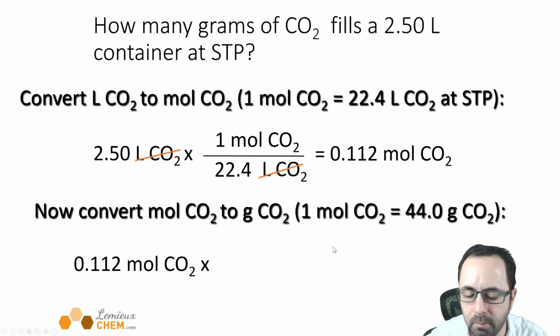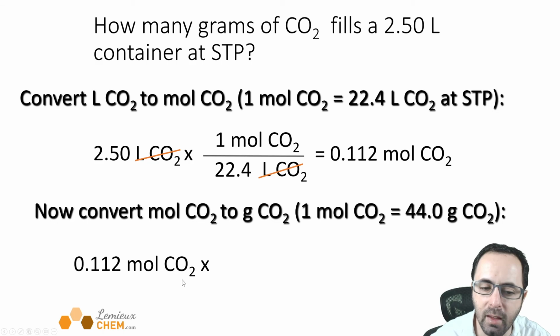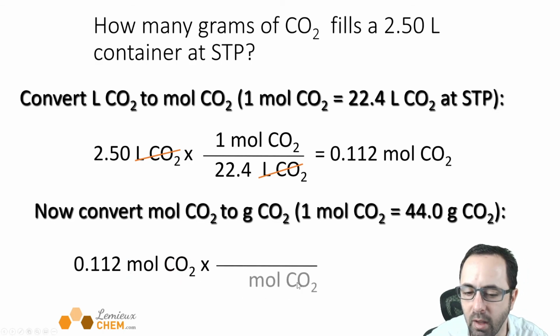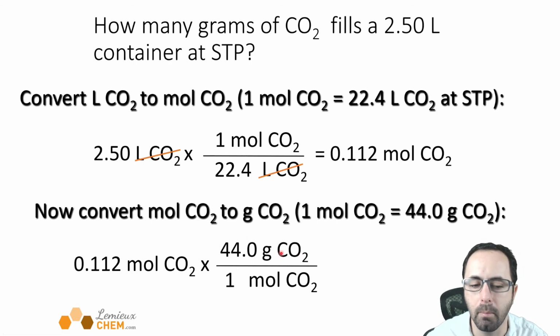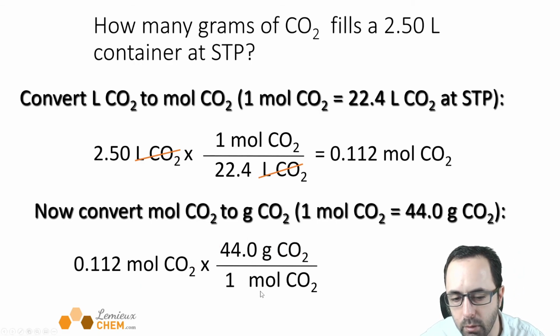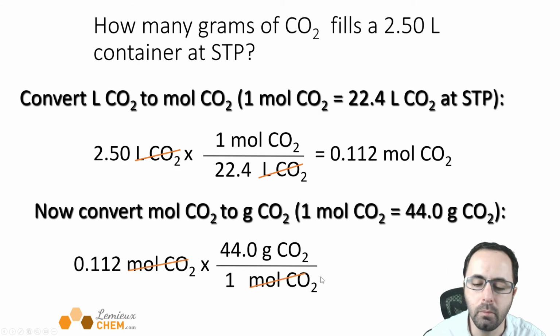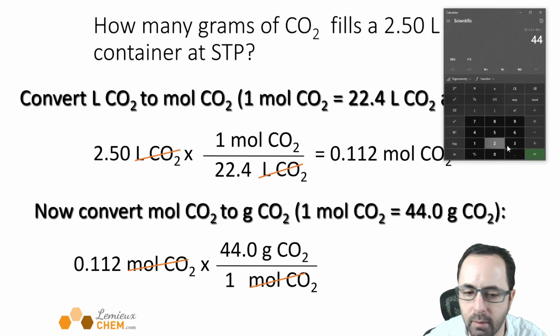And now again, let's turn off our brain for a second and just copy this moles down here for our conversion factor, because we know it's got to cancel. Then we look back at our conversion factor and we say, okay, the number that goes with moles is 1. And the other side is 44.0 grams of CO2. That goes up here. Then our moles of CO2 cancel, and we get grams of CO2. We just have to multiply now. Let's do that.